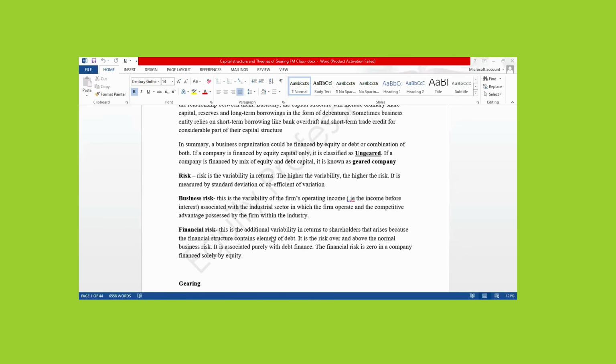Now, what is risk? Why do we need to understand risk? How you finance your business can either increase your risk or reduce your risk. Your capital structure decision, the choice of your capital structure, can increase your risk or reduce your risk.